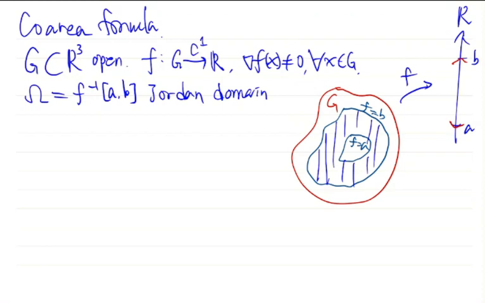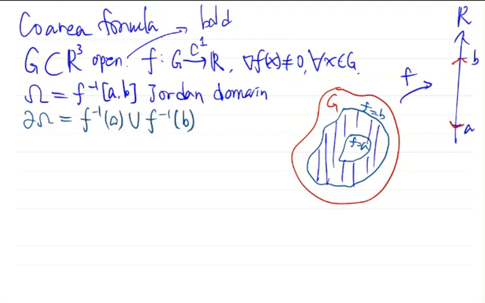Okay, omega is bounded. G is bounded. Sorry, I forgot to mention G is bounded. Therefore, omega is a subset of G, so it is also bounded. And of course, it is closed because F is continuous and the closed interval AB is a closed set. Therefore, the pre-image is also a closed set. And also, the boundary of omega is the union of the two surfaces, F equal to A and F equal to B.